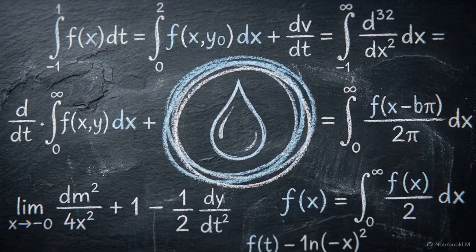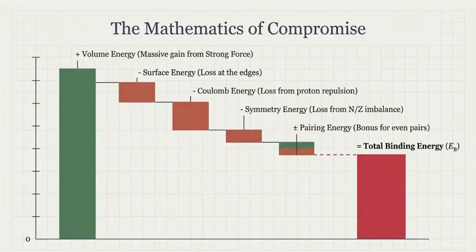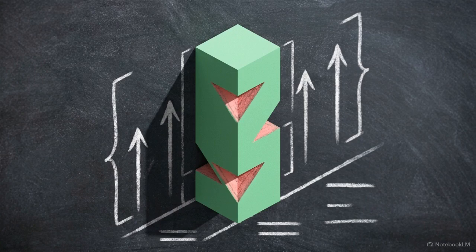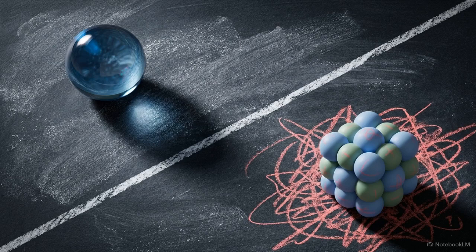To prove this theory, physicists translated those physical observations of water into hard mathematical variables. This is the exact formula they built, the semi-empirical mass formula. This chart breaks down the variables. We start with the massive green volume energy column, driven by the strong force. But the formula chips away at that total, deducting surface energy, Coulomb energy, and symmetry energy. An atom's total binding energy is ultimately a mathematical compromise. It is a constant battle between an ideal, bound volume and destructive forces pulling it apart.